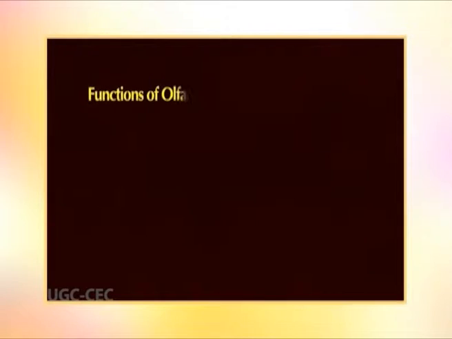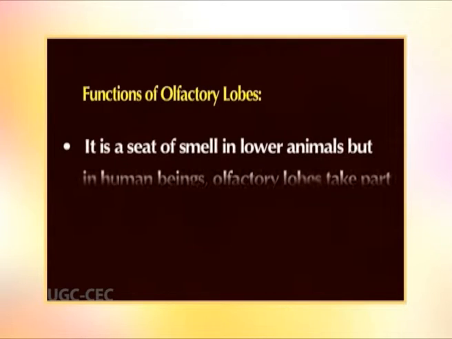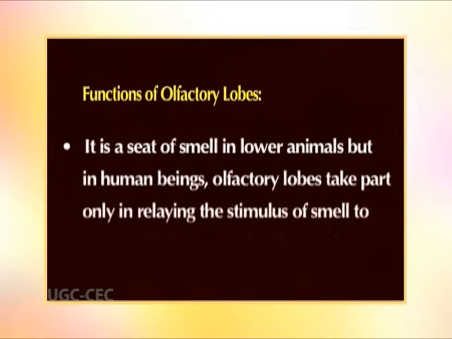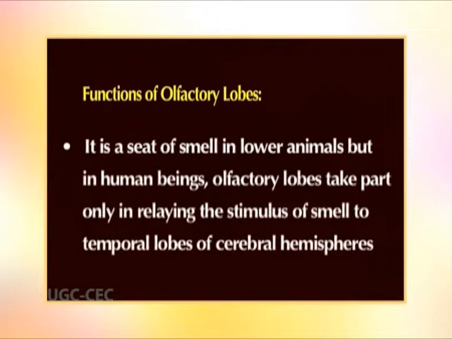In lower animals, each olfactory lobe has a cavity called rhinocele, that's olfactory ventricle or first ventricle. It is absent in human beings, however. Now the functions. It's a seat of smell in lower animals, but in human beings, olfactory lobes take part only in relaying the stimulus of smell to temporal lobes of cerebral hemispheres.